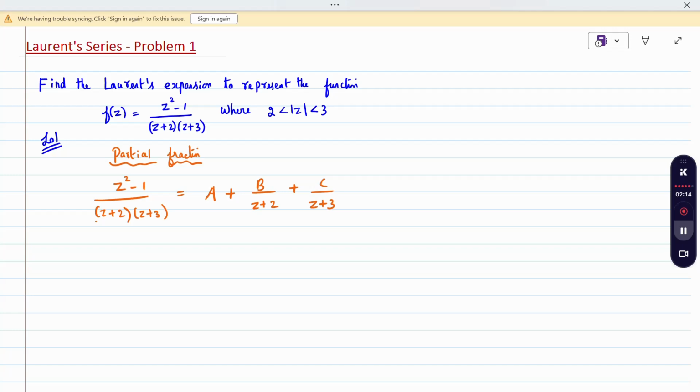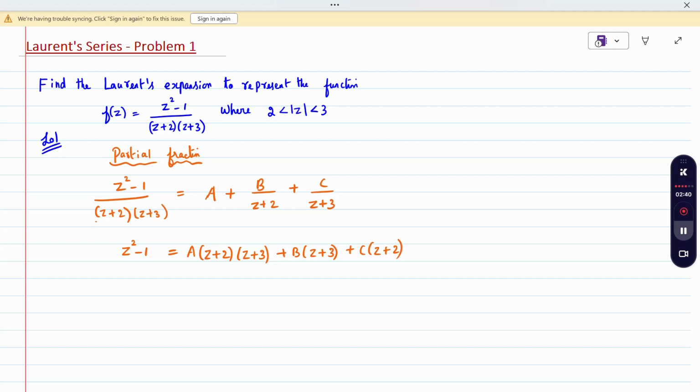Now as usual, we have to find the constants A, B and C. What is the rule? I will write the LCM factor. So z minus 1 equals, A is not there, so it is A into z plus 2 into z plus 3, plus B with respect to z plus 3, and C with respect to z plus 2. The whole denominator gets cancelled. So I will write it like this.